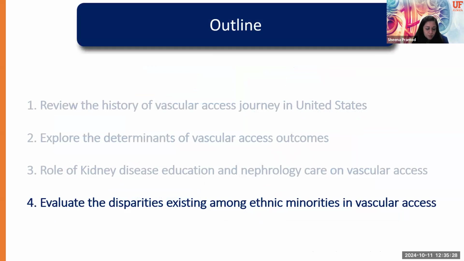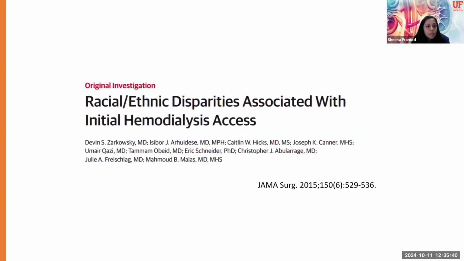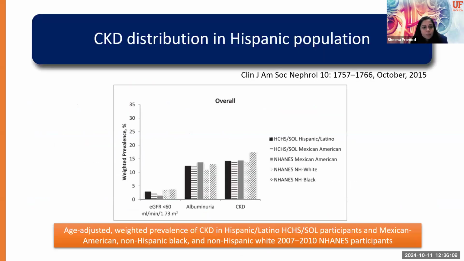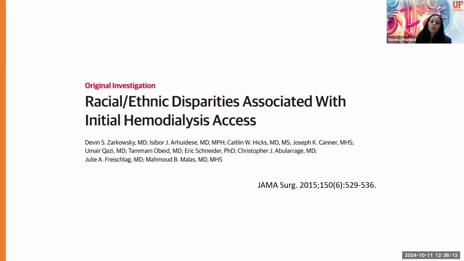So this leads to the last part of my talk, which is mainly looking at disparities among ethnic minorities with regards to vascular access. We know from previous publications that racial and ethnic disparities occur in association with initial hemodialysis access. This study looked at about 400,000 patients and looked at AV fistula usage in the white, Black, and Hispanic populations. They found that the white population tends to have an 18% higher rate of AV fistulas compared to both the Black and the Hispanic populations.